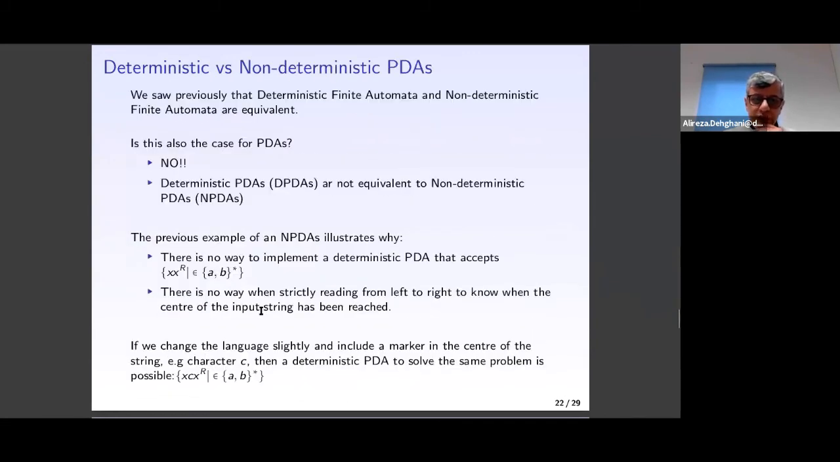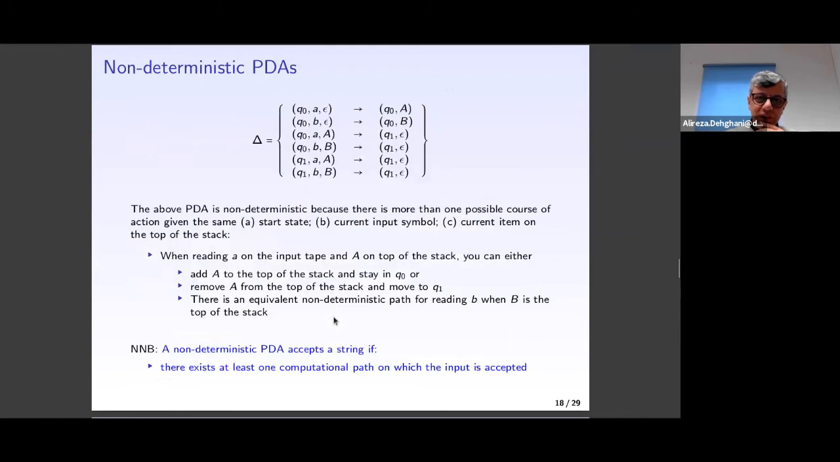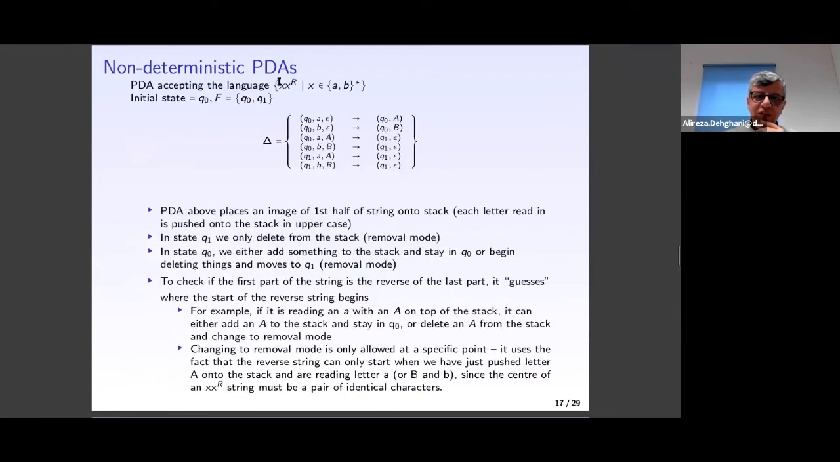And there is no way, when strictly reading from left to right, to know when the center of the input string has been reached. That's a very good point. That's the main problem with this string. In this string, I have something and then the reverse of that. Why can deterministic PDAs not accept this string? Because I should know when I have finished the first half of the string, and then switch to the reverse part. There is no way to know that point.